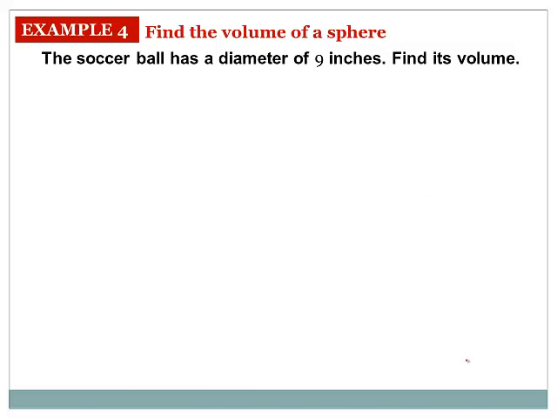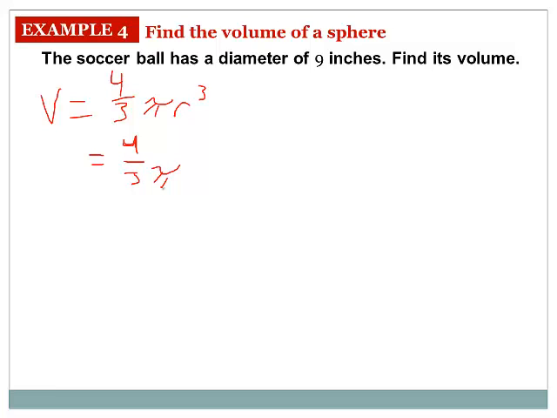Okay, to find the volume of a sphere, example 4, it says the soccer ball has a diameter of 9 inches. Find its volume. So the volume formula is equal to 4/3 pi r cubed. It's r cubed. Remember, we're working with volume. So I can carry down what I know. So I have 4/3 pi.